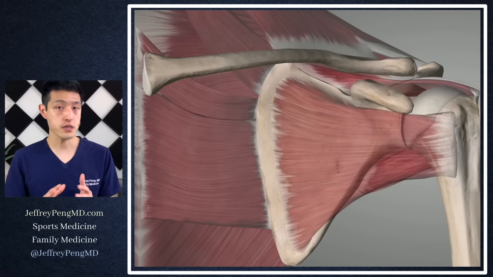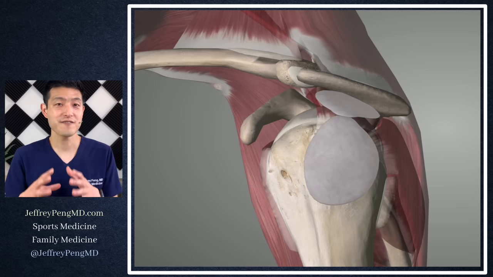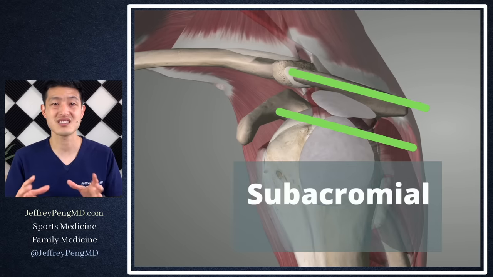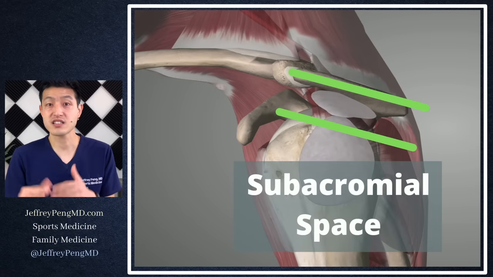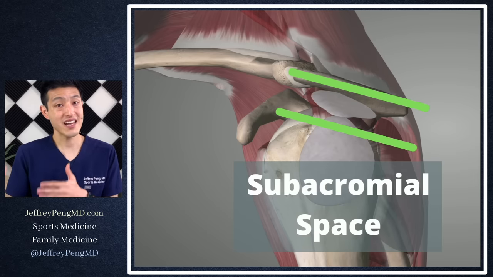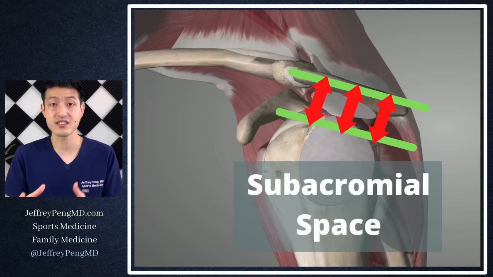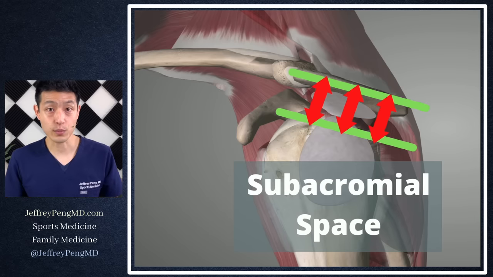Now, the other very important thing to point out here is that our rotator cuff and the subacromial subdeltoid bursa sit in a very small space called the subacromial space. This is a very narrow tunnel where everything operates together, and so anything that reduces or compresses the area in the subacromial space will irritate both the bursa and the rotator cuff, and that's going to lead to problems.